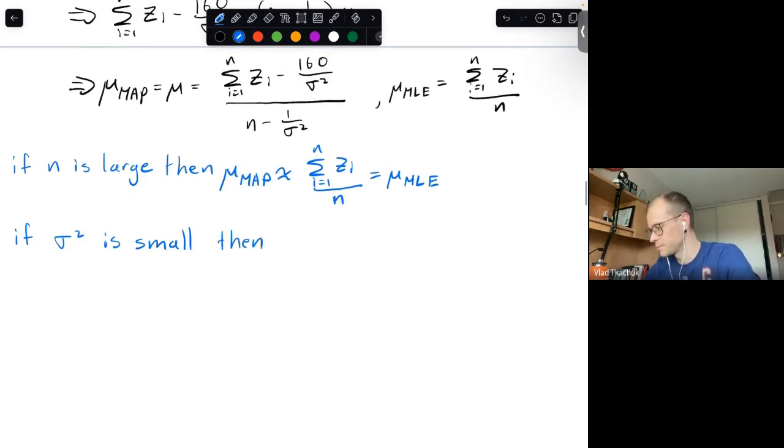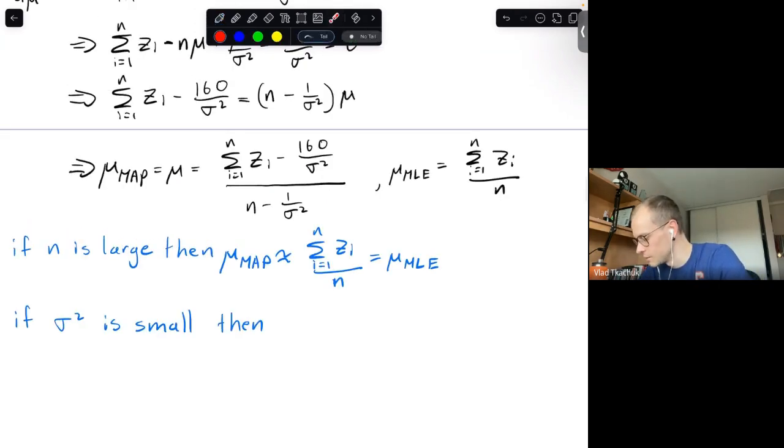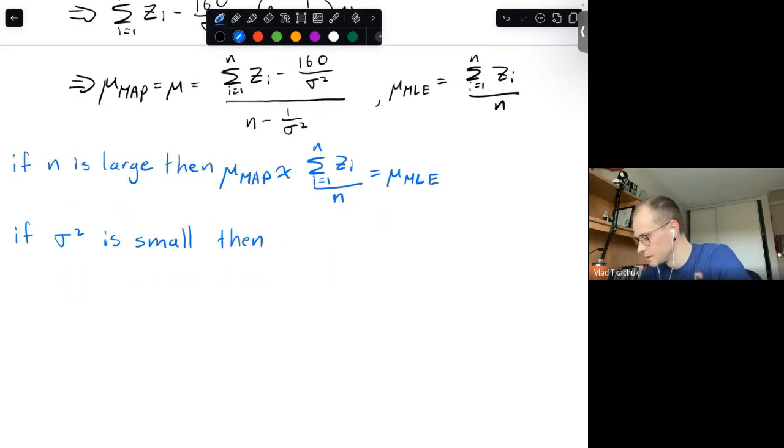then what happens? If sigma squared is really small, then this thing is really small, which means that this is really, really large, and it dominates this term. Similarly, if sigma squared is really small here, this is really big, and it also dominates this term. What you're left with is then 160 over sigma squared, and then over this term here. So let's just write it. Then what you get is mu MAP is approximately equal to negative 160 over sigma squared over negative 1 over sigma squared.